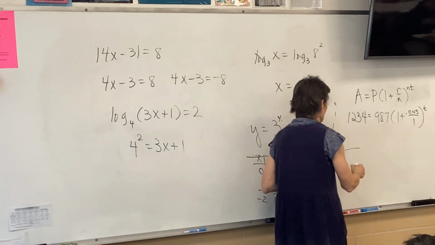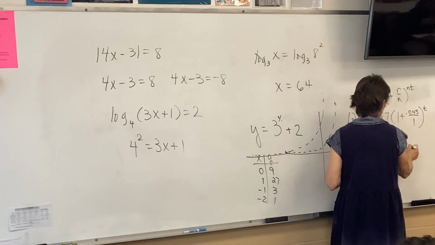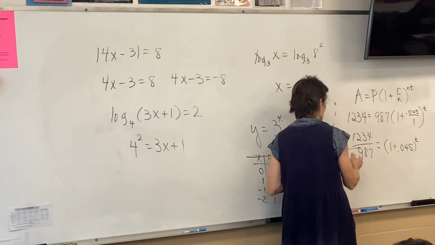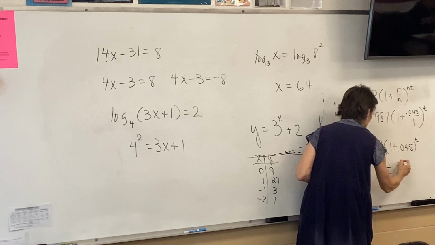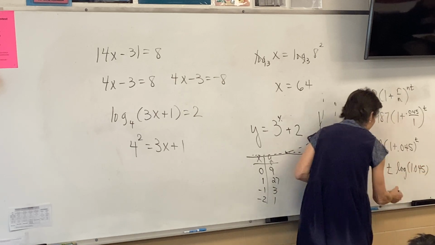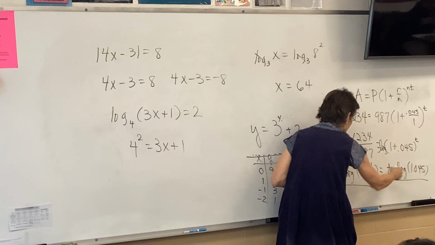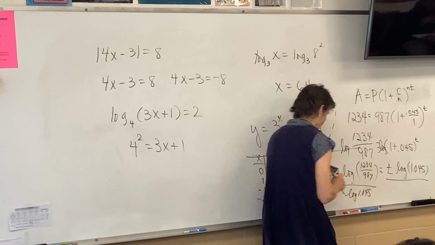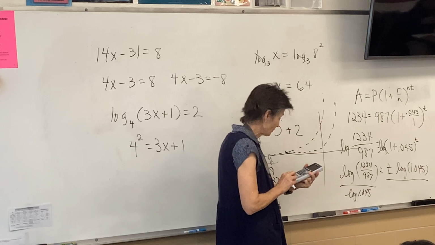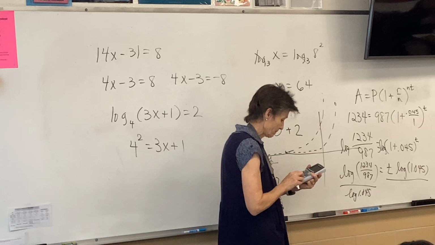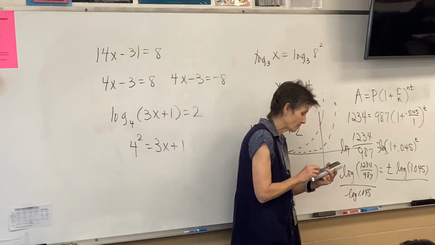So, step 1, divide by 987. Then log on both sides. This is actually an easy one to combine if you wanted to, but now I'm gonna log both sides. Pull the exponent t out in front of log 1.045, and then divide by that. So it's gonna be the log of this big fraction divided by the log of 1.045. Log of 1234 over 987 divided by log of 1.045, so it should be about 5.07 years.